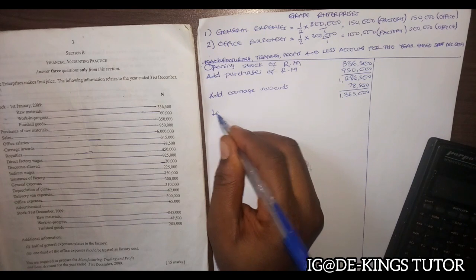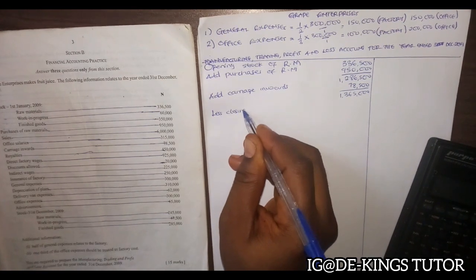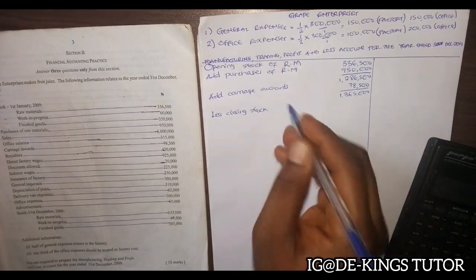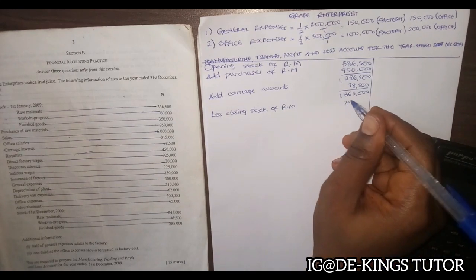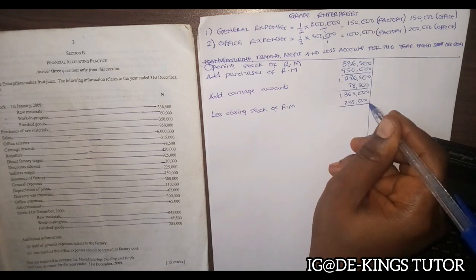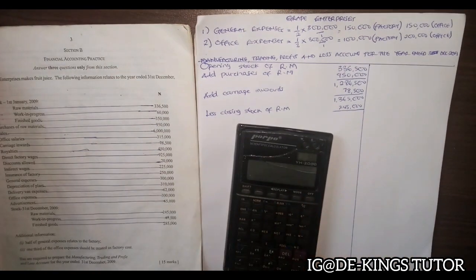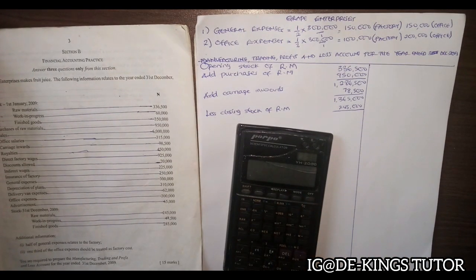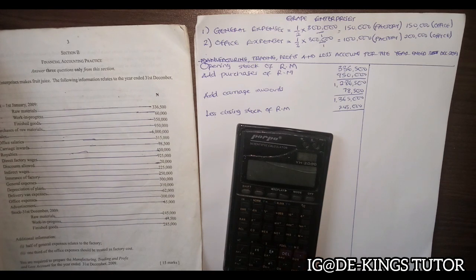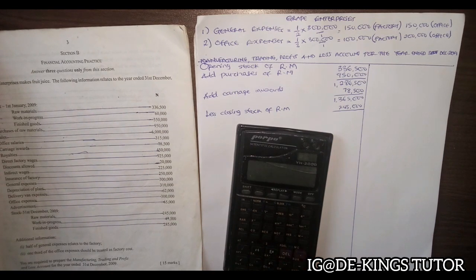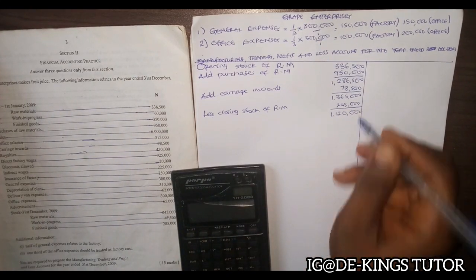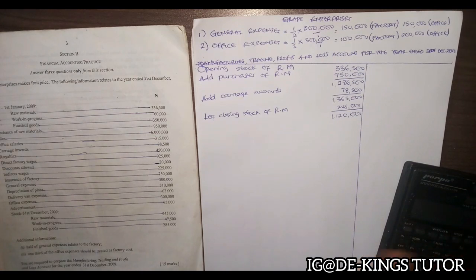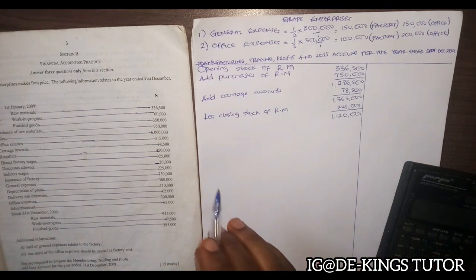So we said less closing stock of raw materials 245,000. So 1,365,000 minus 245,000 will give us 1,120,000. Okay. Now we start adding all direct cost or direct material.